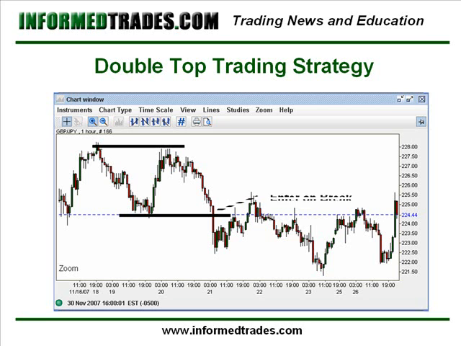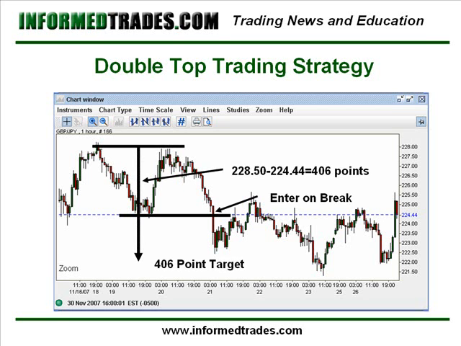So they're going to wait for the break, and then they're going to enter on that break, and then they're going to measure this move here, the bottom of the trough up to the top of the two points, and that is going to be their profit target. Then the stop loss is placed just above the second peak. So a fairly basic strategy, but one that is commonly used to trade double tops, and one that you may see potential to use fairly often.